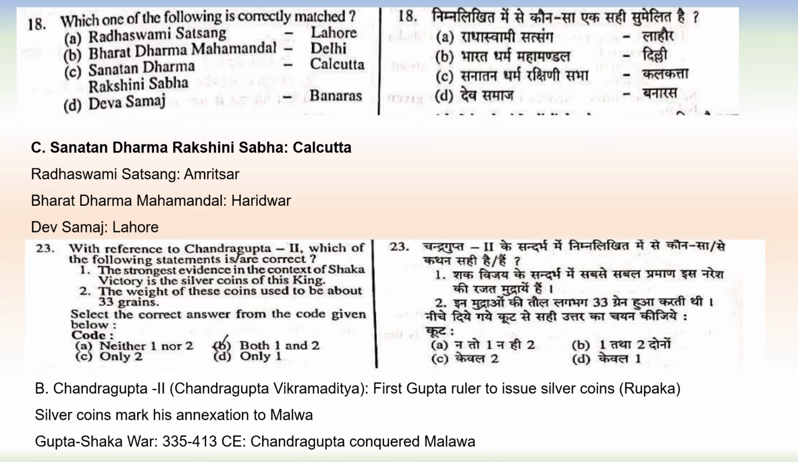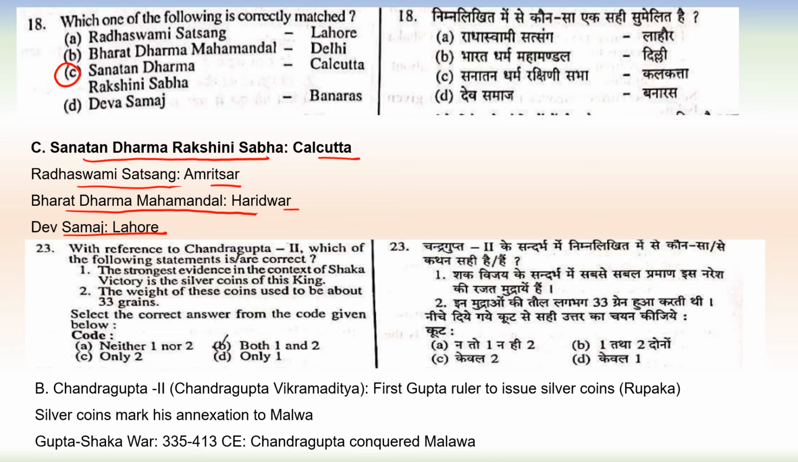Next one, which of the following is correctly matched? So here we can see that Sanatan Dharma Rakshani Sabha is in Calcutta. Radha Swami Satsang is in Amritsar. Bharat Dharma Mahamandal is in Haridwar. Dev Samaj is based in Lahore. So in this way we can see that option C is correct here.